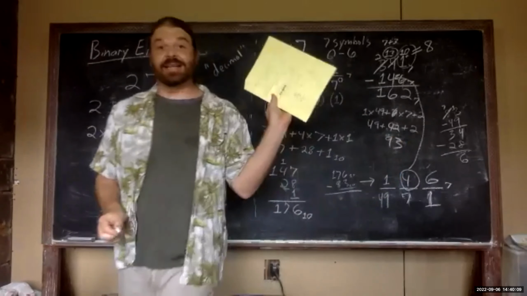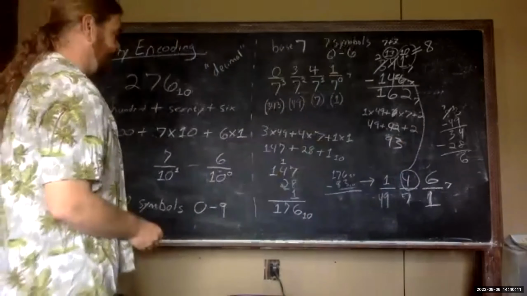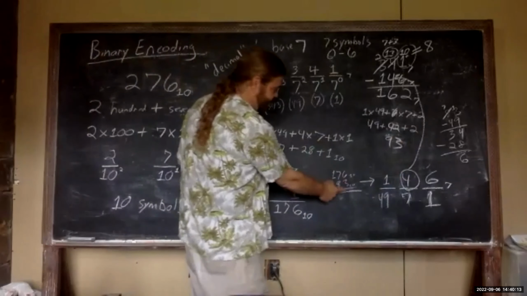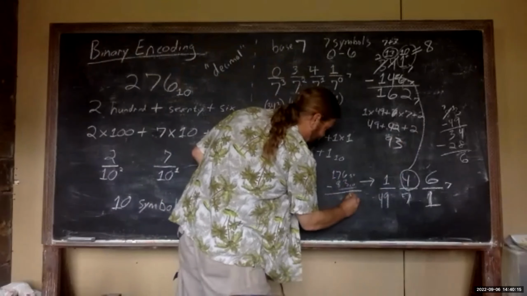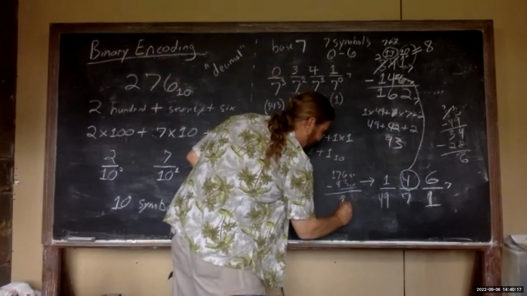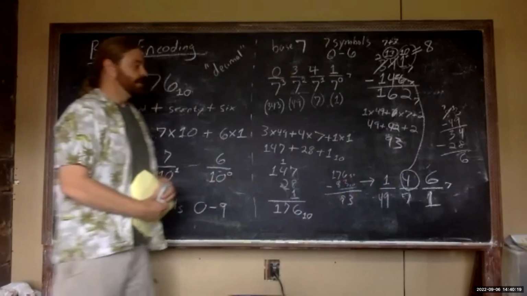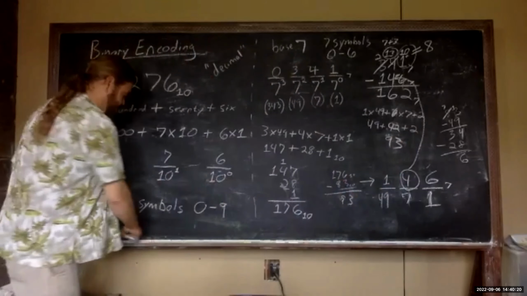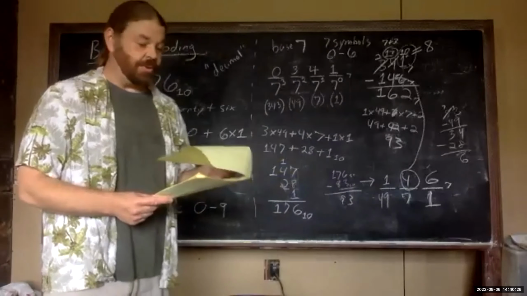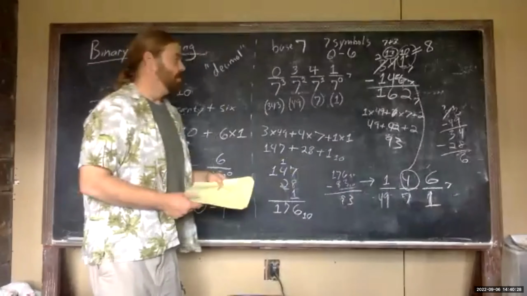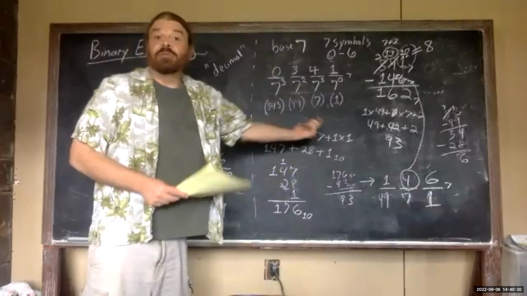Which is why I had that in the notes, because that's kind of confusing, right? But if we check back to our original one, 176 minus 83 would be 93. We're not going to work in base 7. That was just an intermediate one to see that all of our rules still apply.